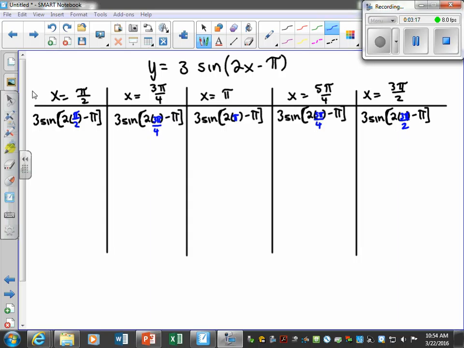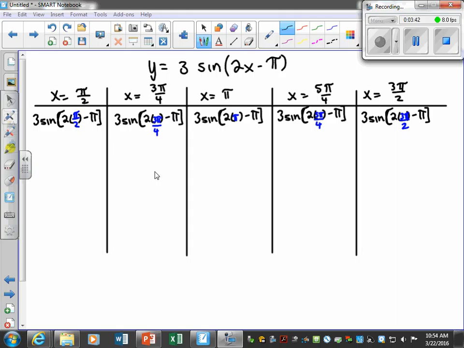Okay, so here you can see we're just going to set up a table. We have our function that we're graphing. We have our particular x values that we've incremented out. And all I've done is plug in x equals pi halves, 3 pi fourths, and set this up. So what I want you to do now is take your time. We'll work through one or two of these together, and then I'll give you a few minutes to let you continue on.